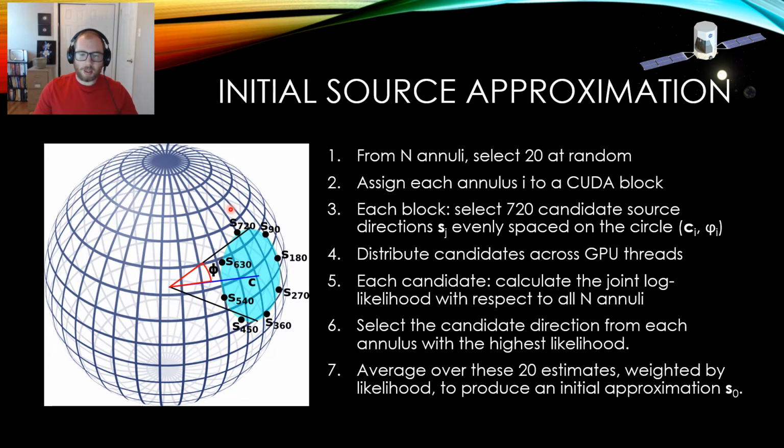Now we distribute those candidates across GPU threads, and for each of those candidates, we calculate its joint log likelihood to be the true source direction with respect to all n reconstructed annuli. So now on each block, we have these 720 candidate source directions. We now have a joint log likelihood telling us how likely it is that that is a true source direction. And so we select the maximum likelihood candidate, the candidate with the highest likelihood from each annulus. So now from those 20 blocks, we have 20 estimates for the source direction, and we average over those 20 estimates, weighting each one according to its likelihood to produce an initial approximate source direction S sub 0.